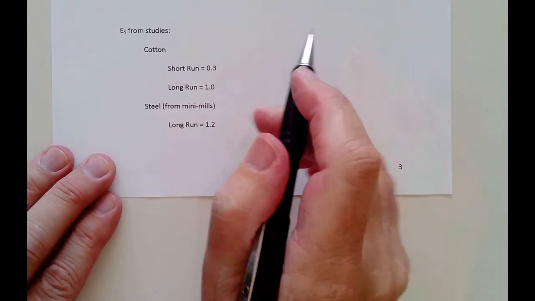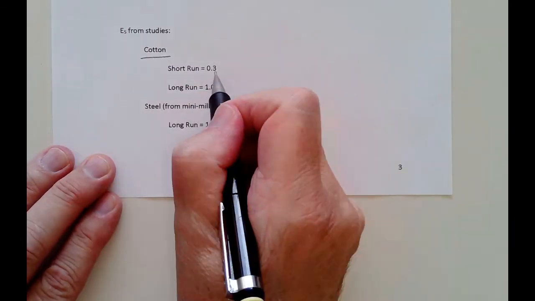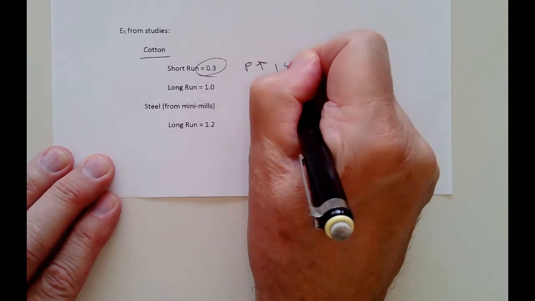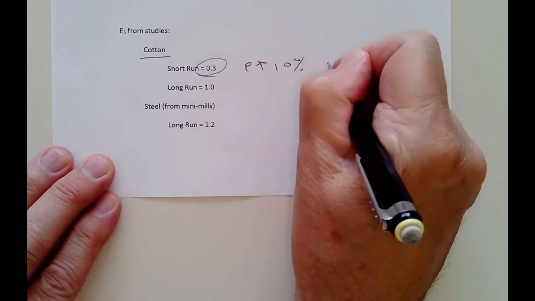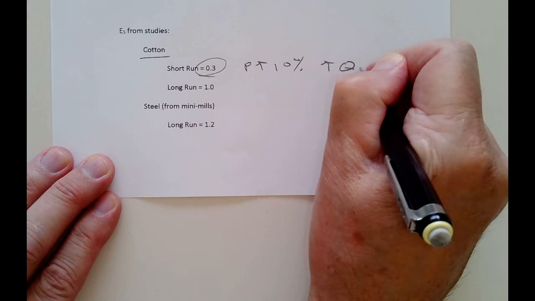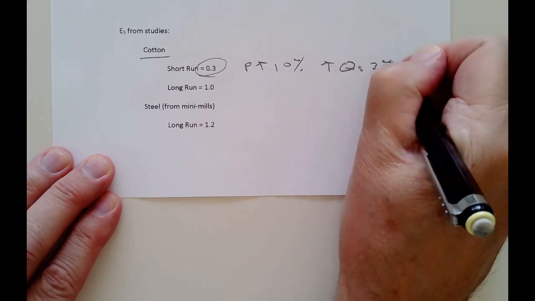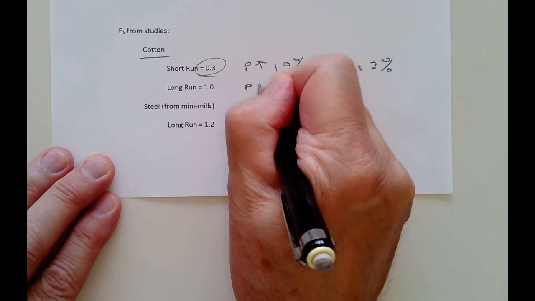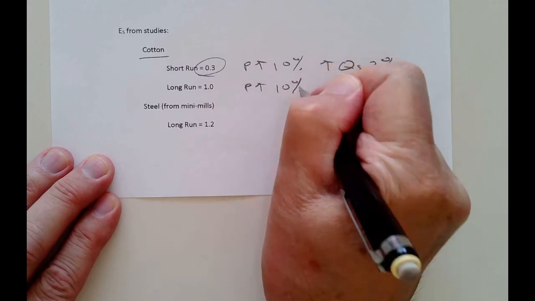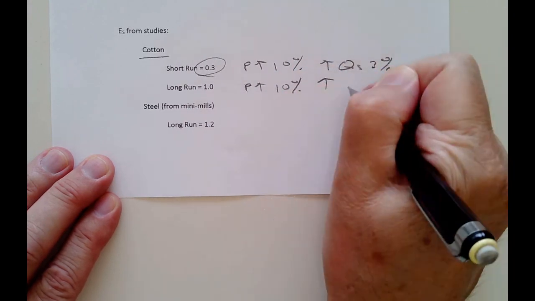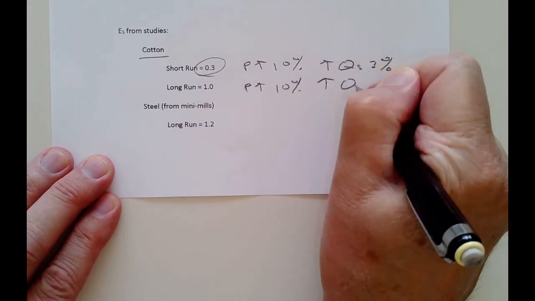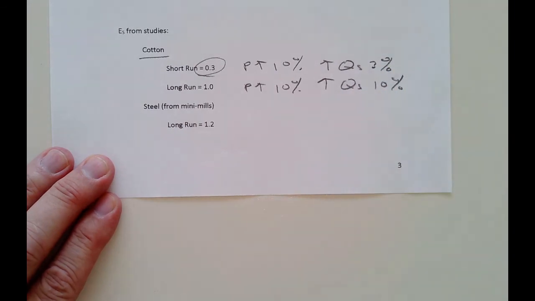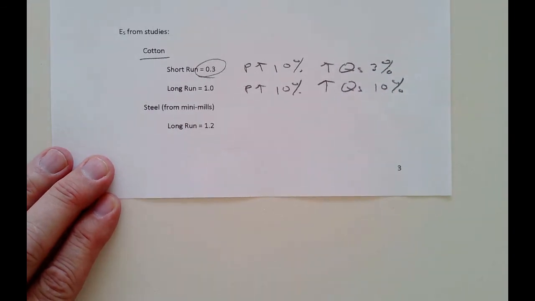If the number in the short run is 0.3, this tells us if the price goes up by 10%, they can increase production of cotton a little bit in the short run, by 3%. But if you give them more time, they can plant more fields, get more equipment, then they can increase it by 10%. And it becomes more elastic in the long run.